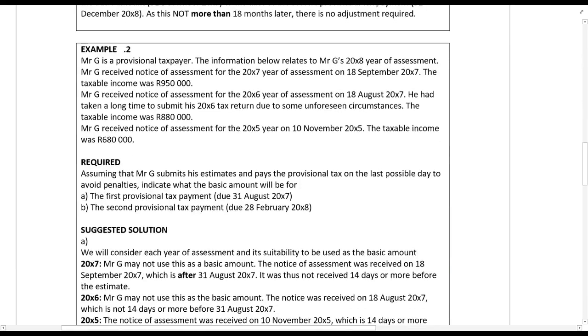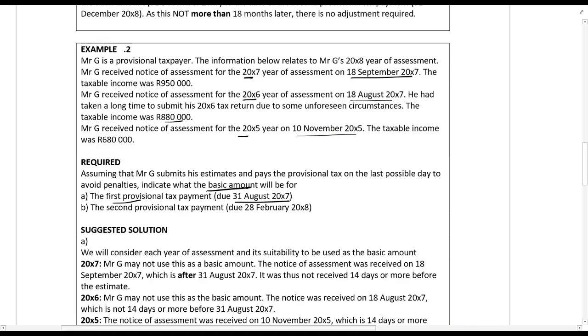Compare that now to example 2. Mr. G is a provisional taxpayer. The information below relates to Mr. G's 20x8 year of assessment. Mr. G received notice of the assessment for the 20x7 year on the 18th of September 20x7. Taxable income was 950. He received notice of the 20x6 year of assessment on the 18th of August. He had taken a long time to submit his 20x6 tax return due to some unforeseen circumstances. The taxable income was 880. Mr. G received notice of his 20x5 assessment on the 10th of November 20x5. Taxable income was 680. Now I ask you, what is the basic amount for the first provisional tax payment?